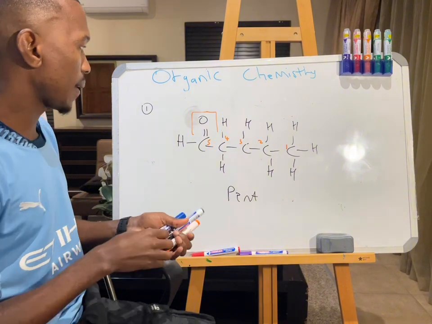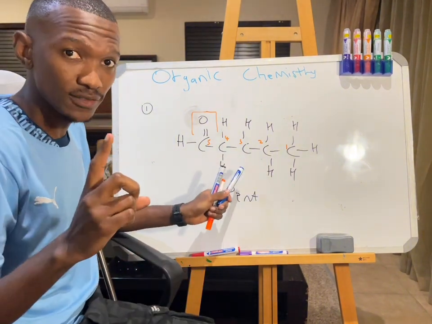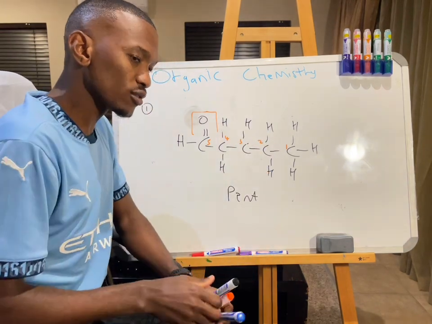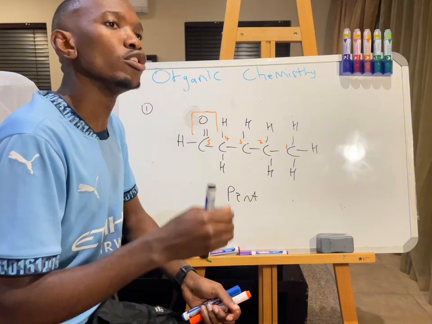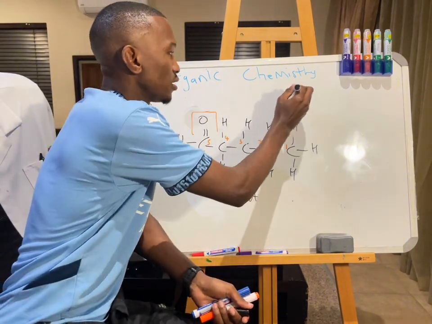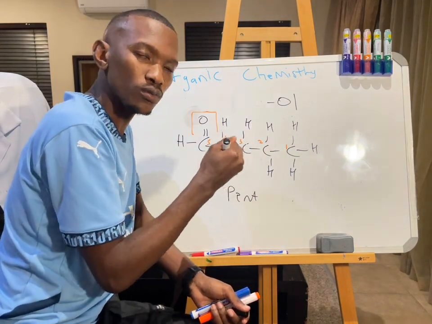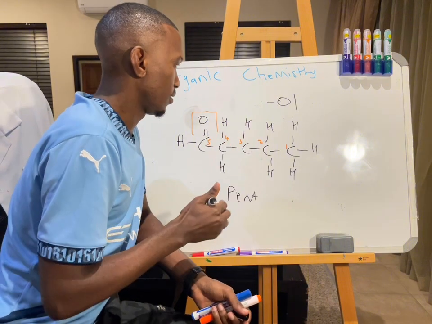Let's see. Remember the goal is to find the IUPAC name, right? We know now it's an aldehyde. Some people might be asking, how did you know that? When you name alcohols, you must say ethanol, methanol. Alcohols end with OL, like methanol, ethanol, propanol.